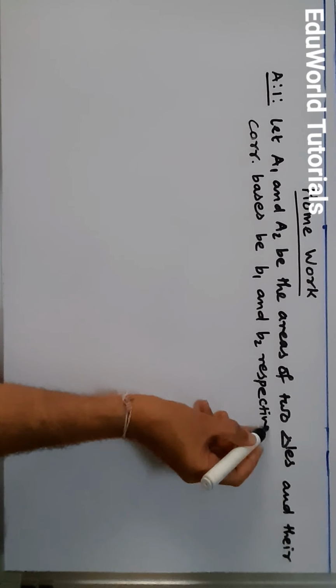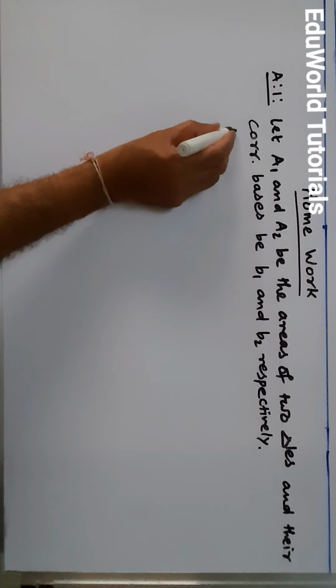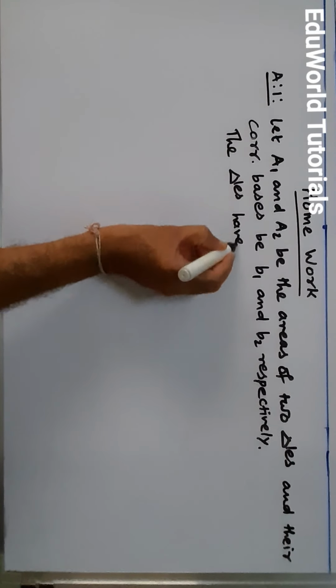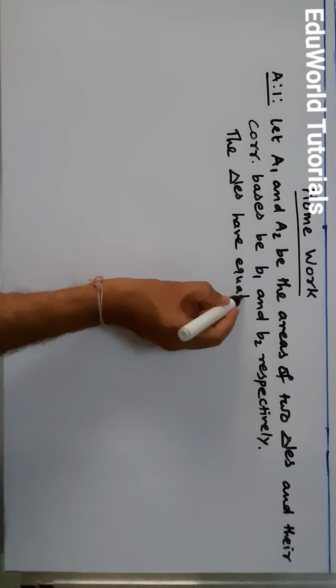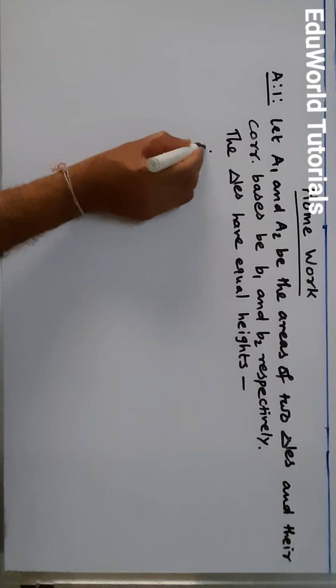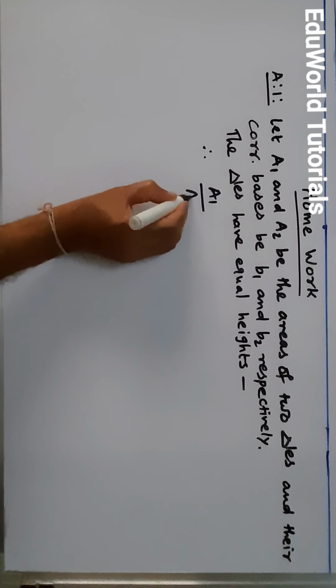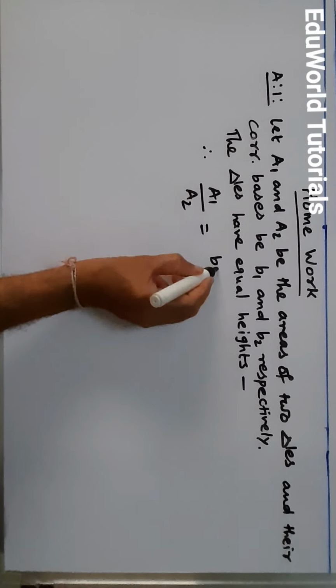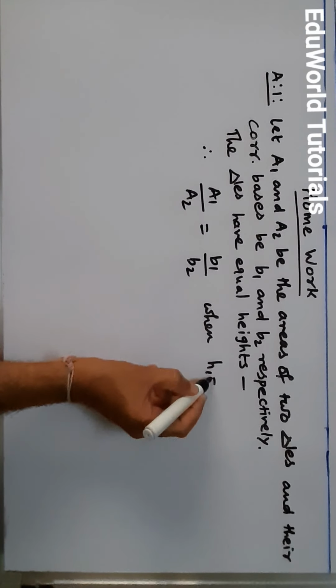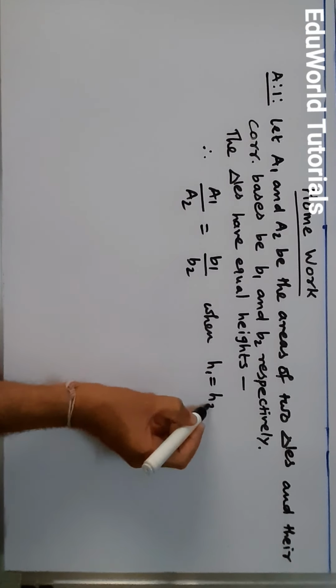Now it is said that the triangles have equal heights, right? Therefore, recall the property that we have studied. Therefore, A1 upon A2 is equal to B1 upon B2 when H1 is equal to H2. Now we are given the ratio of the areas. It is given to be equal to 7 upon 5, 7 is to 5.